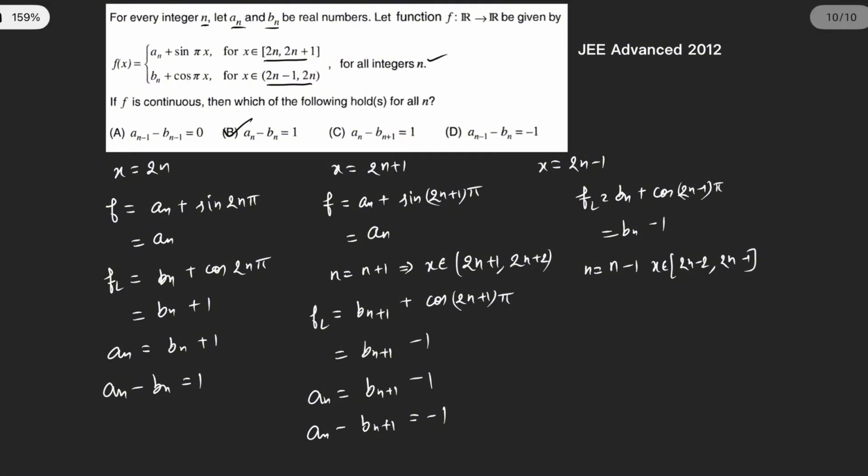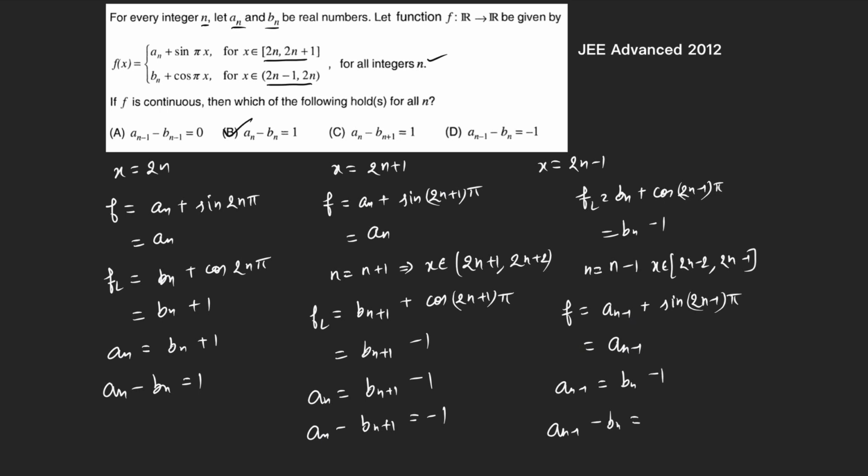And therefore, the value of f will be an minus 1 plus sine (2n minus 1) pi, which is an minus 1. And an minus 1 is equal to bn minus 1. And therefore, an minus 1 minus bn is equal to minus 1. And we can see that option D is also correct.